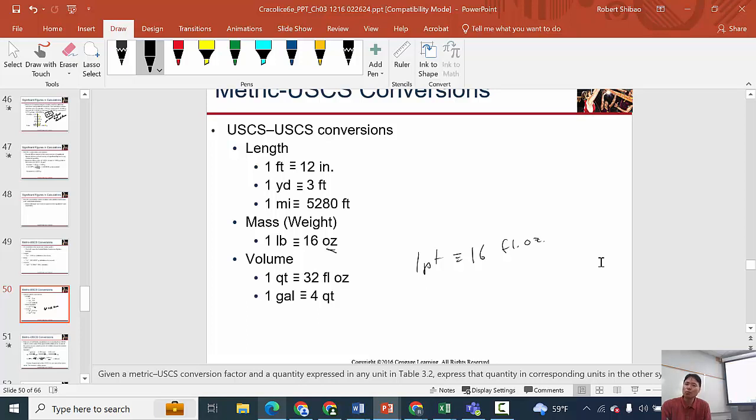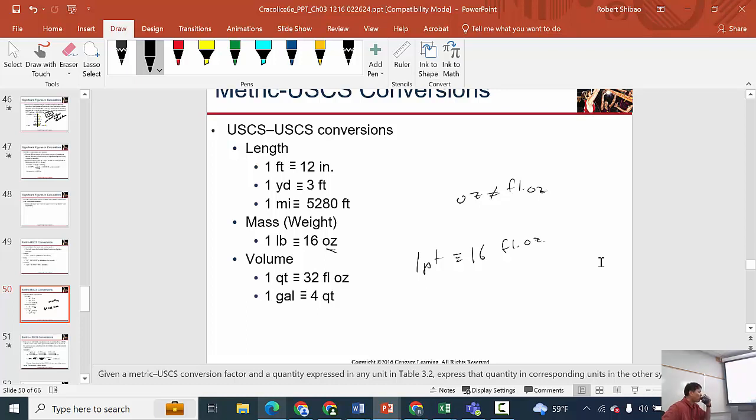However, there's 16 weight, this is weight, 16 ounces of weight per pound, and they aren't the same. And so a weight ounce is not the same as a fluid ounce. They're different. Unfortunately, they call them the same name. And so people get them confused all the time on tests.